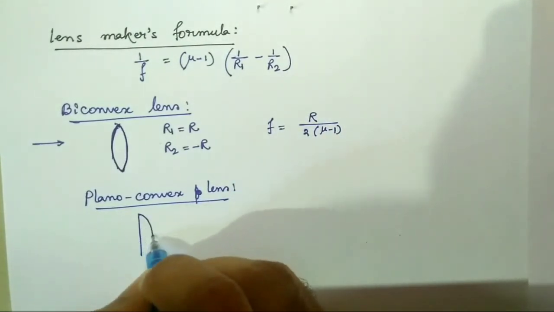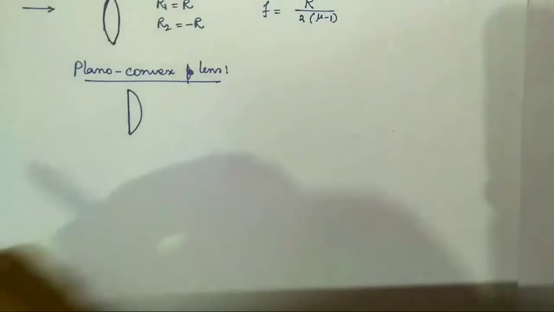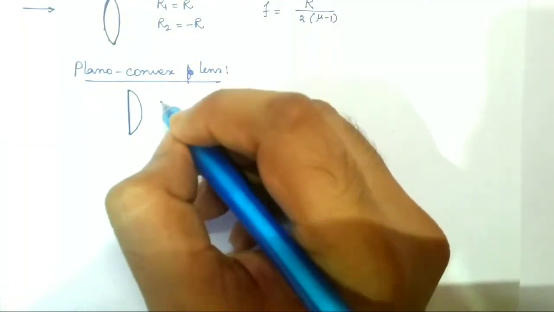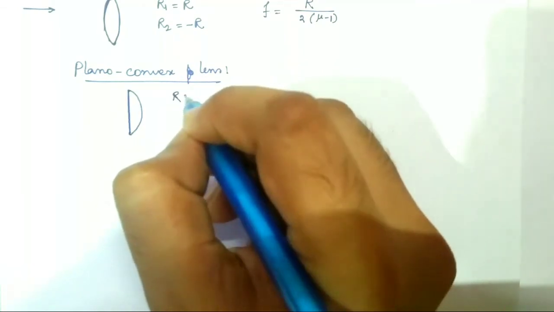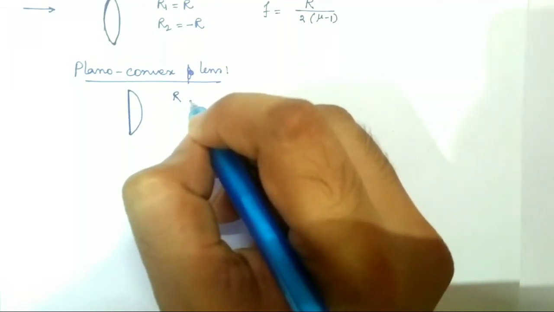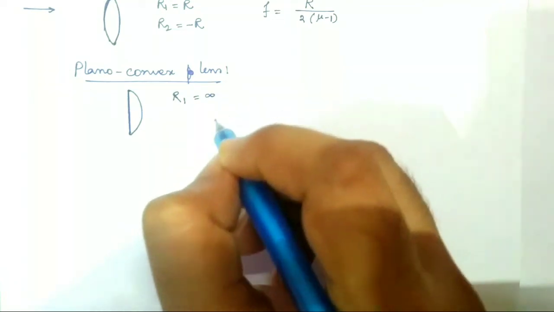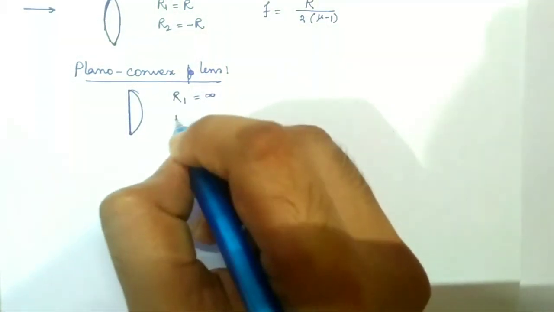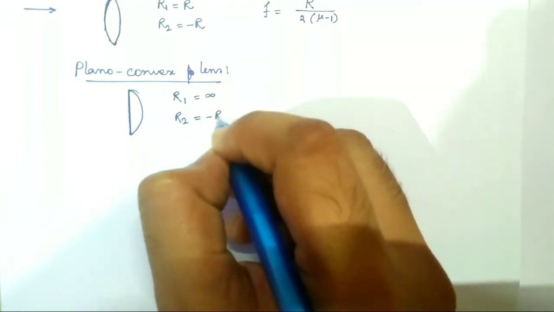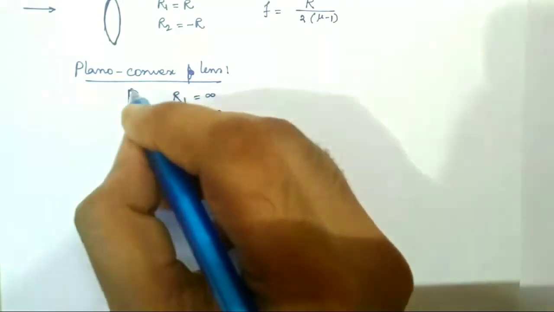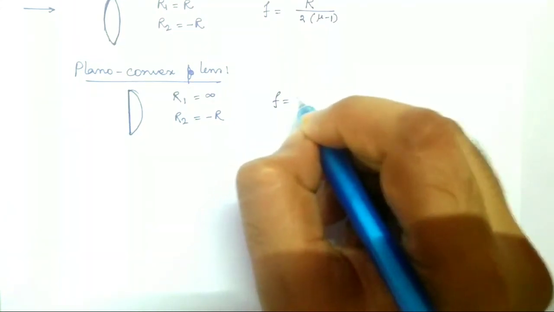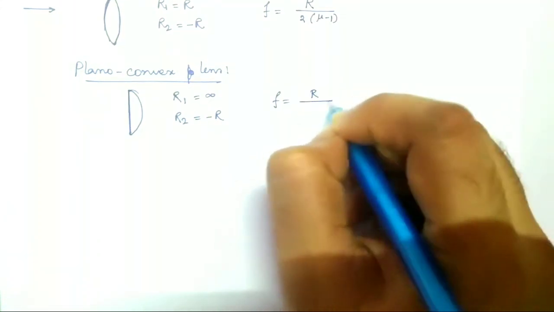Now for a plano convex lens, this is the diagram of my plano convex lens. We know this is the first refracting surface, which is a plane surface, so the radius of curvature of this surface is given by r1 equal to infinity, and the radius of curvature of the curved surface is given by r2 equal to minus r, since it is in the opposite direction of the progression of light. So the focal length will be given by f equal to r divided by (mu minus 1).